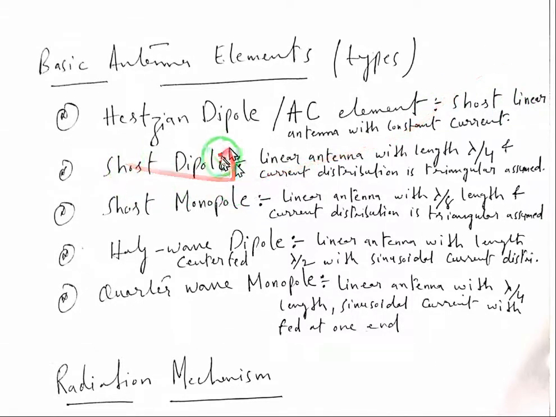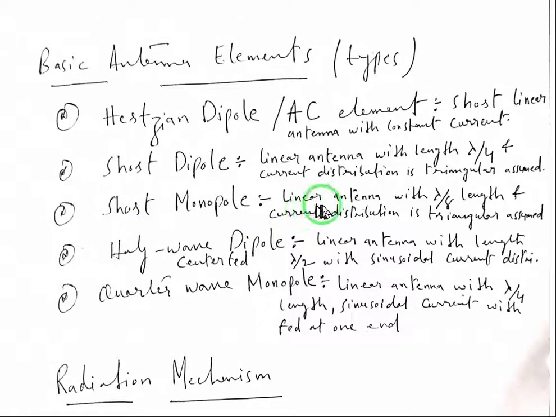The second one is the short dipole. Short dipole is also in the category of linear antenna. The length of this antenna is considered to be lambda by 4, and its current distribution is triangular. That means the current which flows in this dipole is in a triangular pattern.